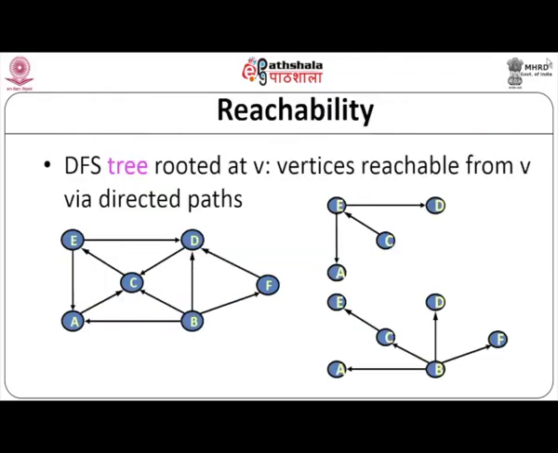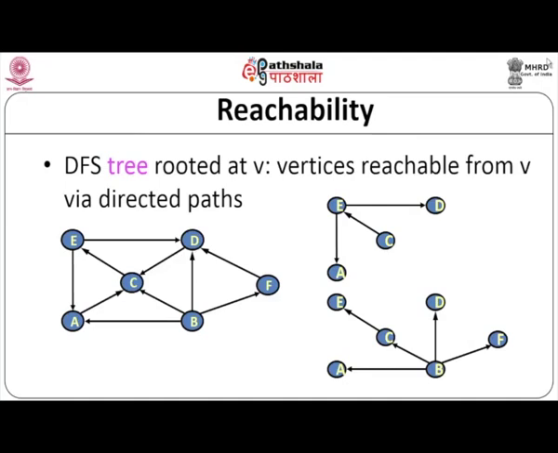Now, let us define something else, which is called reachability. In a DFS tree rooted at node V, the vertices reachable from V via directed paths are called the reachability. For example, in the graph given on the left-hand side, from E you can reach D and A, but to reach D you have to go from C, E, D, and C, E, A. Now, if you want to reach F, you have to go from B, and from B you can reach E, you can reach D, you can reach C, and from C you can reach E, and so on.